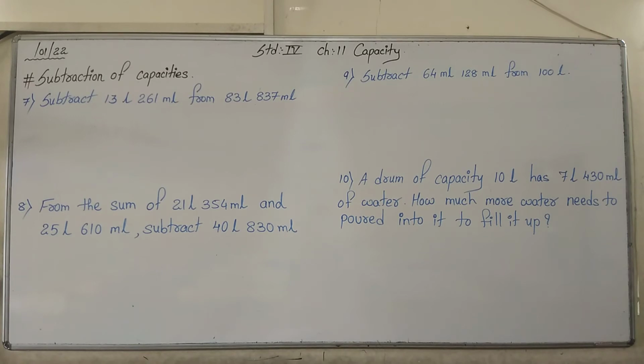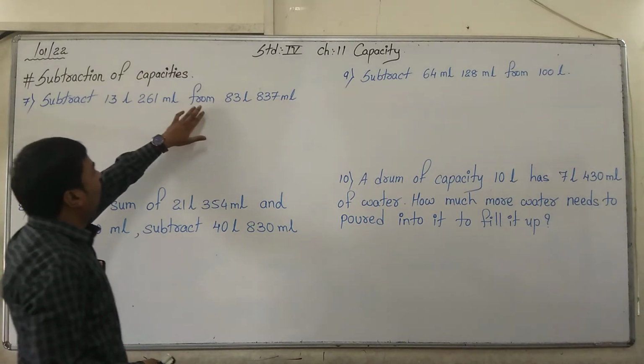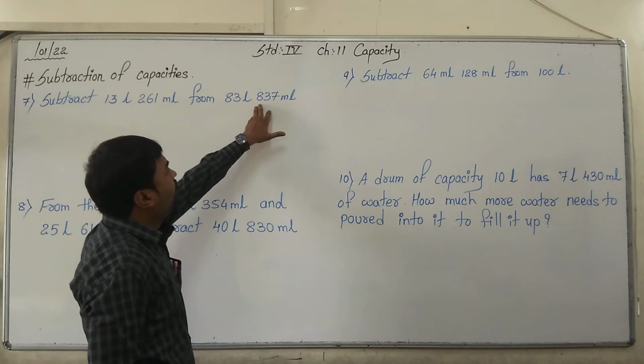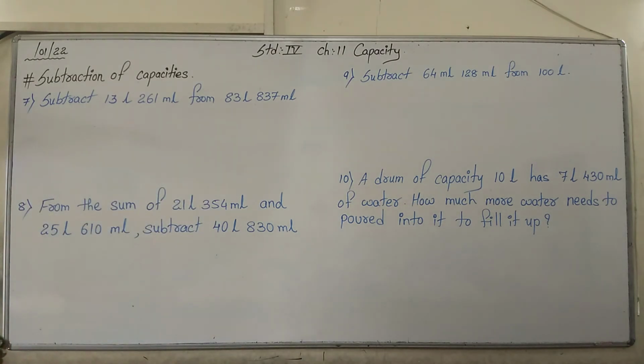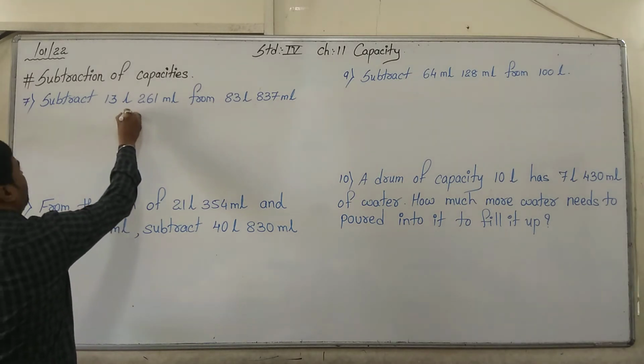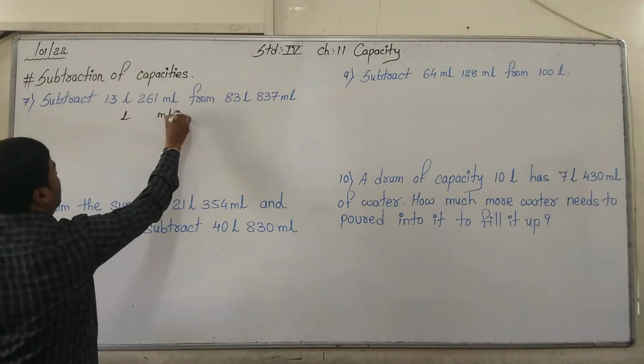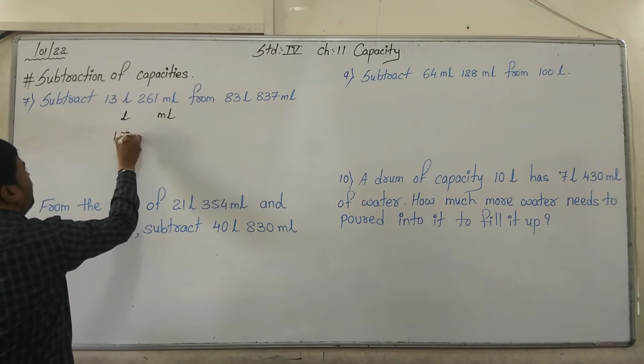Next one. Subtract 13 liter 261 ml from 83 liter 837 ml. So again the statement is given to you, and again we will bifurcate it into liter and milliliter.